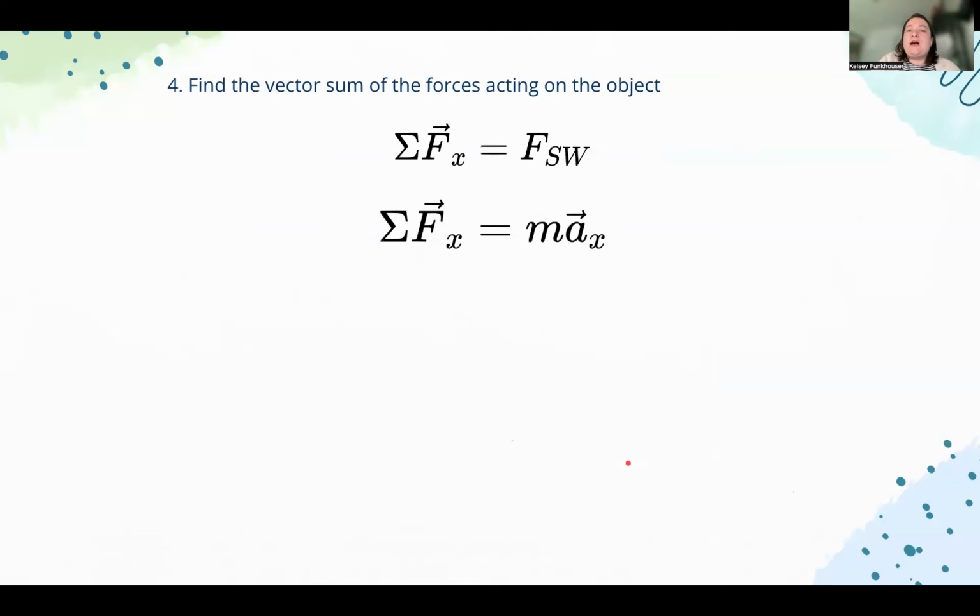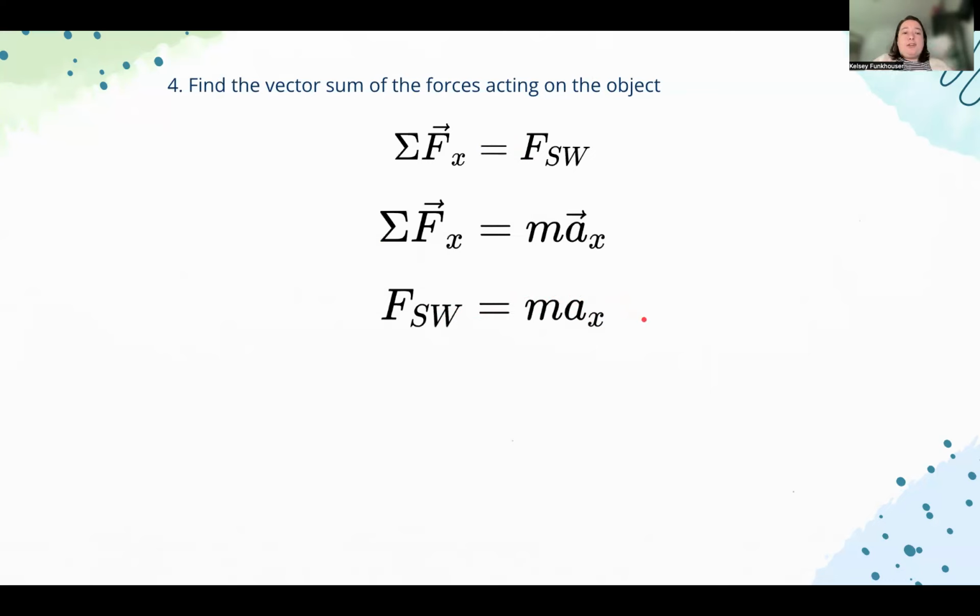Then we find the vector sum of the forces acting on the object. So the vector sum of the forces is just the force on the sled by the worker. That was the only force in the x direction. And that's also because we could ignore friction, because otherwise friction would act in that direction. From Newton's second law, we also know that the sum of forces is equal to the mass times the acceleration. So we can set those equal to each other because they're both equal to the same thing on this side. So we have the force on the sled from the worker equals mass of the sled times the acceleration of the sled.